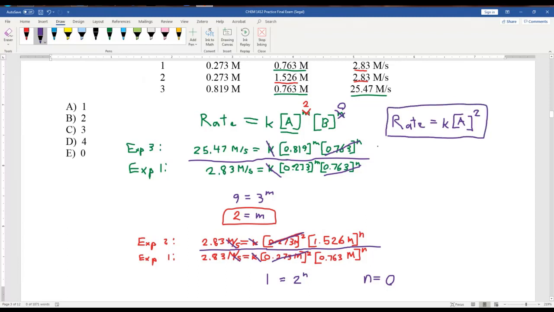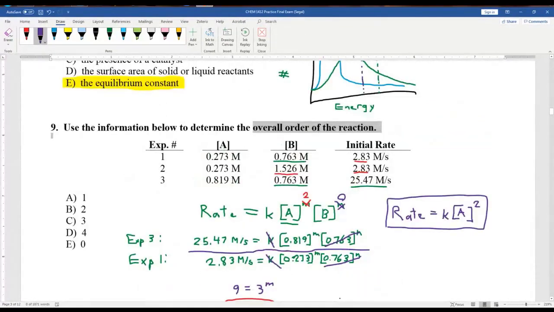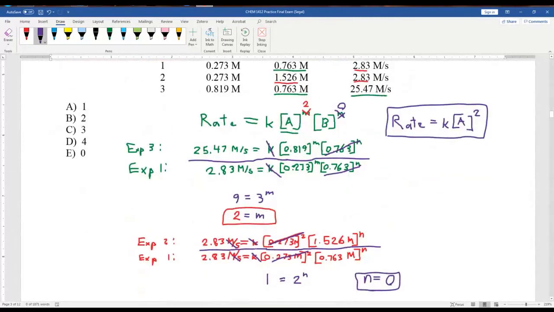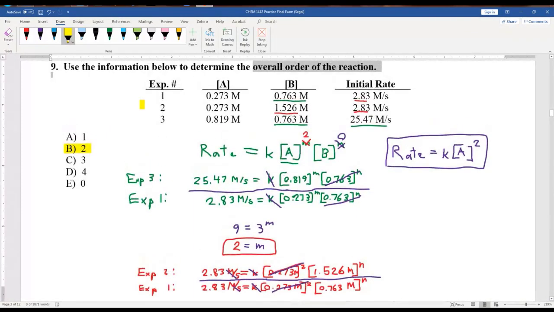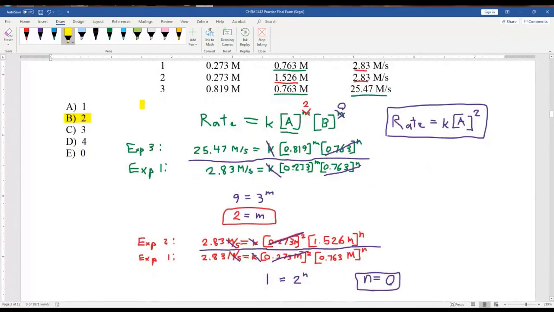As far as the overall order of reaction, to get the overall order, I just add the individual orders. So the order with respect to A is 2, the order with respect to B is 0, and 2 plus 0 is 2. So the overall order of reaction with this particular experiment is going to be 2. Does that make sense?